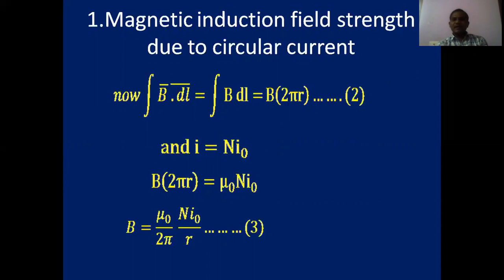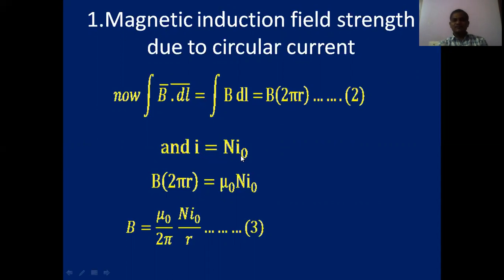So dl bar direction, the infinitesimal element direction, is also the tangent line direction. So here the angle between B bar and dl bar is 0. Hence B bar dot dl bar equals B dl cos 0. So that we have written B into dl equals B into the integral of dl, which equals 2 pi r, equation 2. But here what is I equal to?